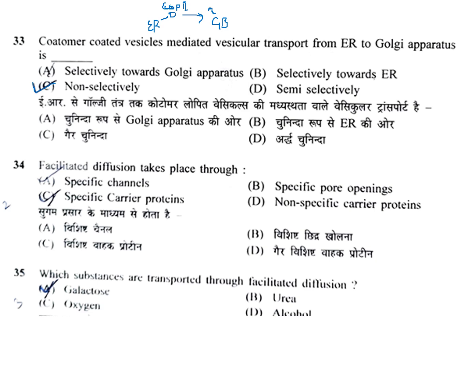Now, facilitated diffusion takes place through specific channels, specific pore openings, specific carrier proteins, or non-specific carrier proteins. The right answer in this case is specific channel. Facilitated diffusion takes place through specific channels as well as specific carrier proteins, so both options are correct. Now, which substances are transported through facilitated diffusion? Galactose, urea, alcohol, or oxygen. The right answer is galactose.